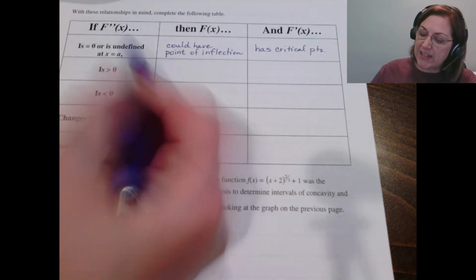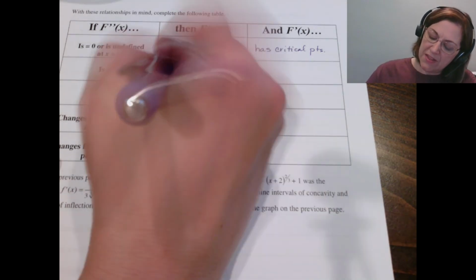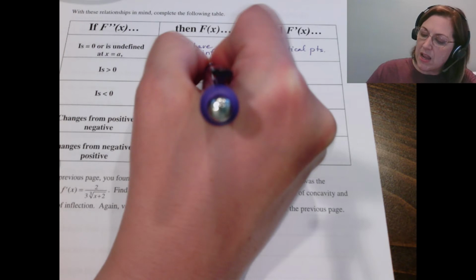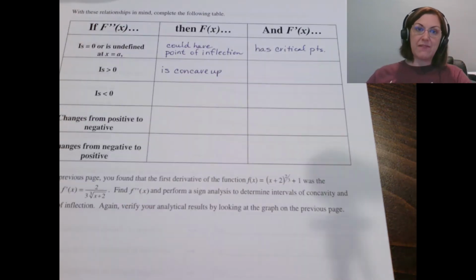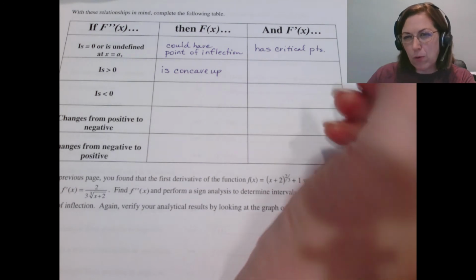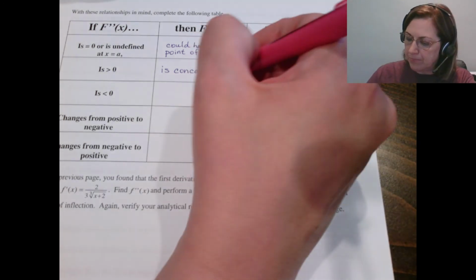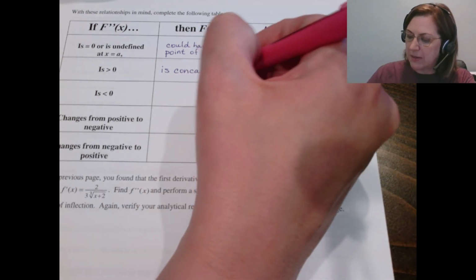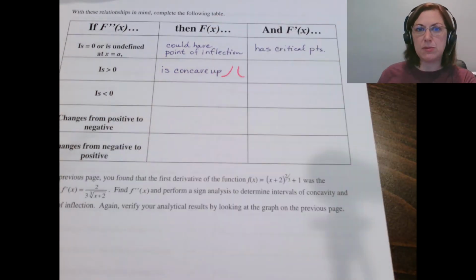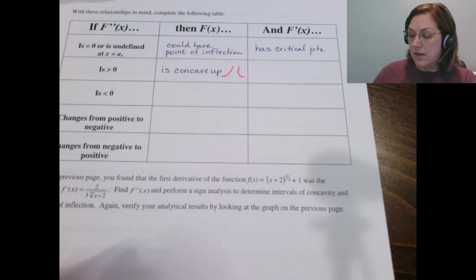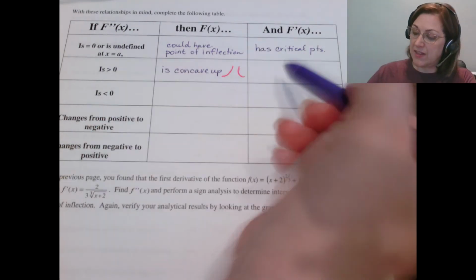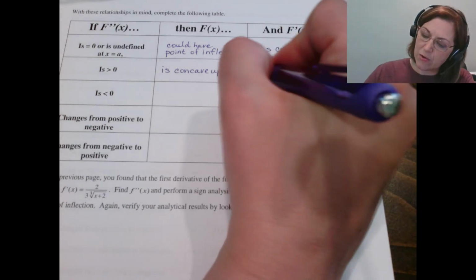Okay, if the second derivative is positive, then the function is concave up. And for your notes' sake, I want you to have a sketch of what concave up looks like. I like to think of it like a parabola turning up. So the shape could be something like that or something like this. It's that parabola shape turning up. And if the second derivative is positive, then the first derivative is increasing.